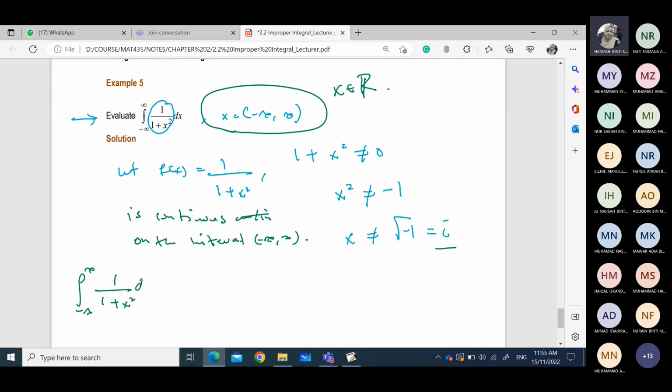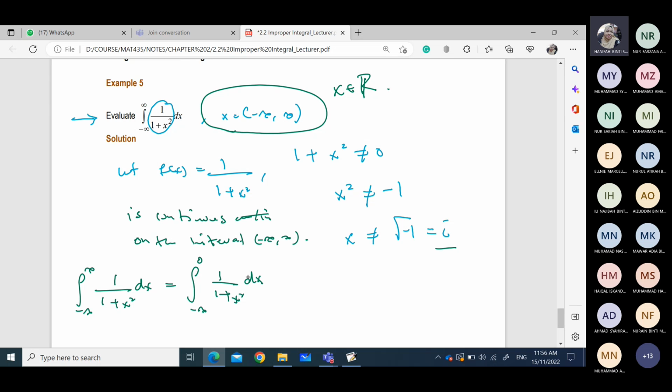Okay, so based on this, we can say that it is also equivalent with the integral of 1/(1 plus x squared) dx, from negative infinity to c. So let c equal to 0. So maknanya kat sini c tu you boleh ambil apa-apa saja nilai, sebab this function is defined for all values of x. So apa saja nilai you masukkan dia sentiasa define.